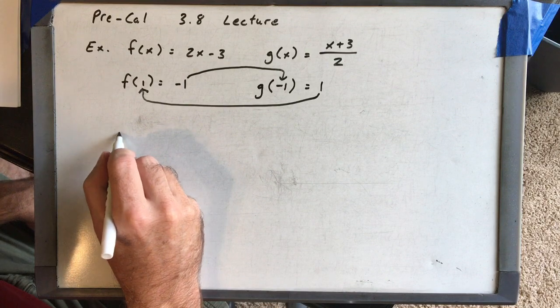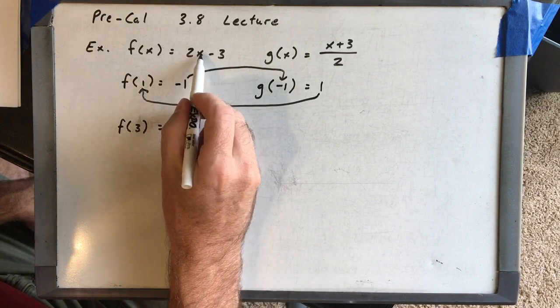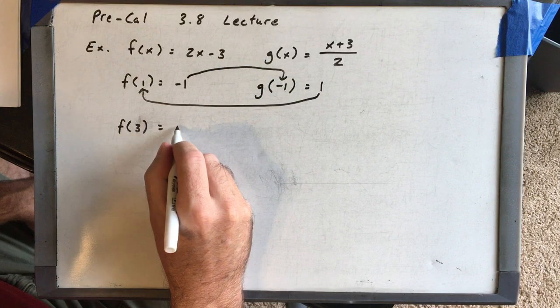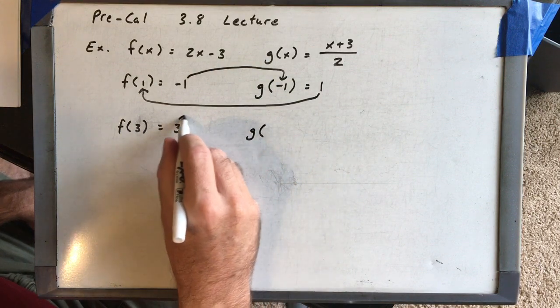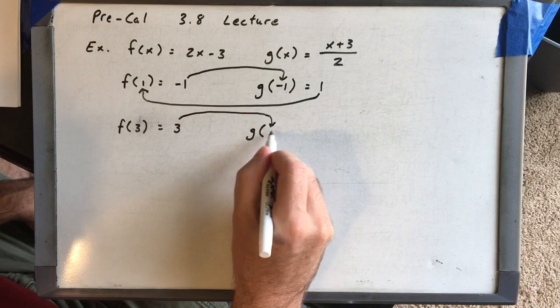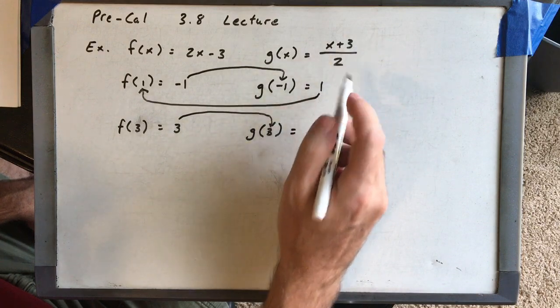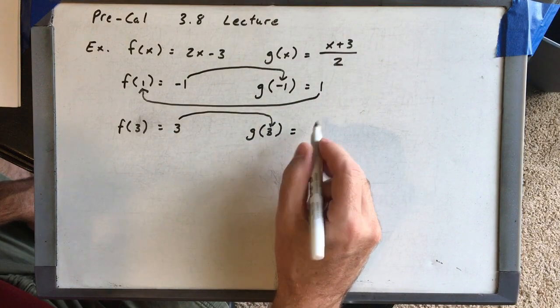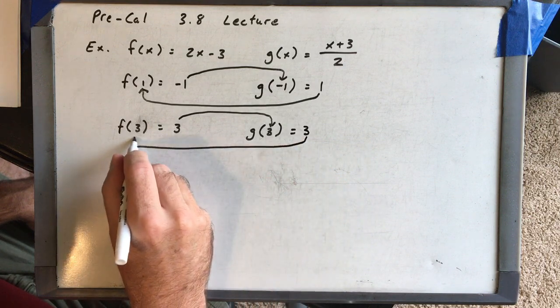Let's do another. Let's use f of 3. f of 3 would be 2 times 3, which is 6 minus 3, so that's just 3. If we were to plug that into g and get g of 3, that's going to be 6 over 2, which is also 3. So the output matches the input there.